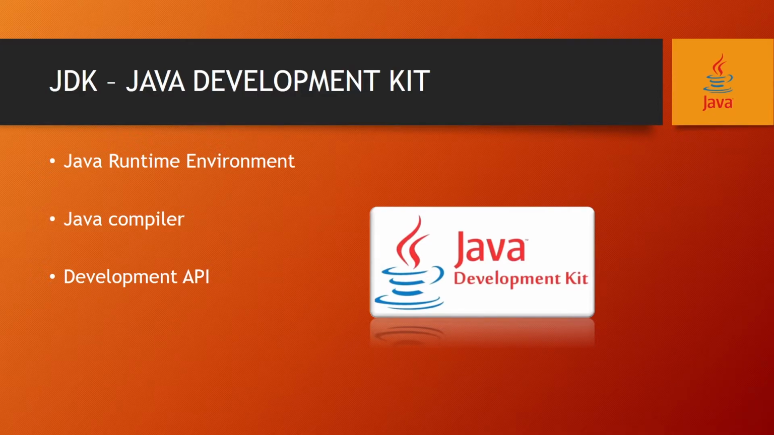The Java Runtime Environment is the Java virtual machine. The Java compiler is responsible for translating our Java code into a language that our virtual machine can understand and interpret. Development API is a base code that is ready for us to develop with.